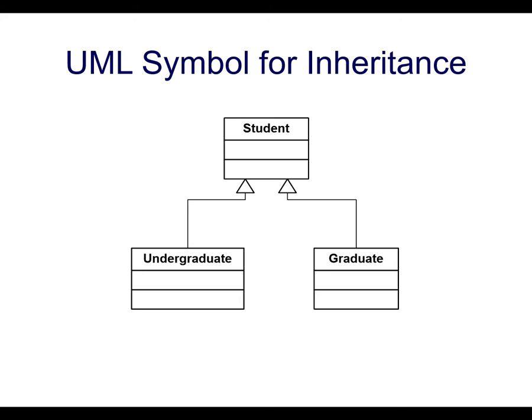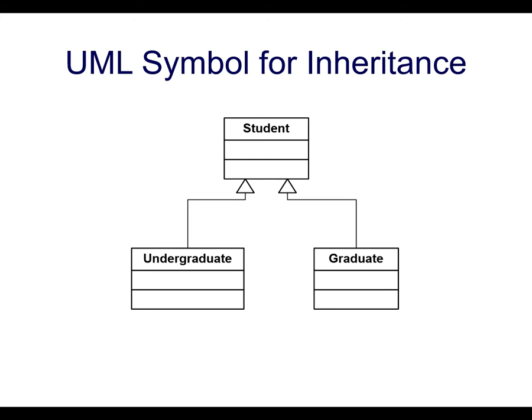Here is the UML diagram for the example that we will consider next. Student is the superclass and it has two subclasses, undergraduate and graduate. Note the symbol used in UML to express inheritance relationships. The line connects the subclass to the superclass with a hollow arrowhead pointing to the superclass.